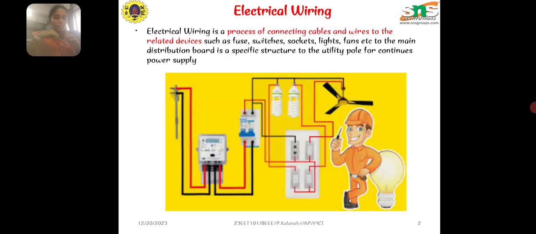Before those two cases, let us recall the electrical wiring concept. Electrical wiring is the process of connecting cables and wires to the related devices, like fuse, switch, socket, light and fans, fridge, AC, etc. The main distribution board is connected to the utility pole for continuous power supply. This diagram shows the wiring connection between the energy meter and a few electrical appliances.